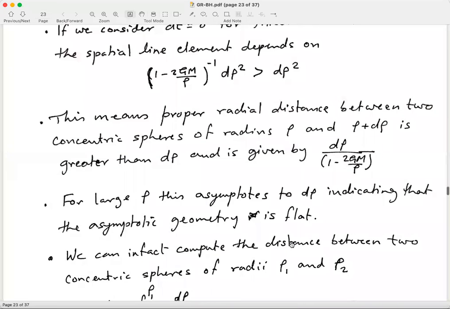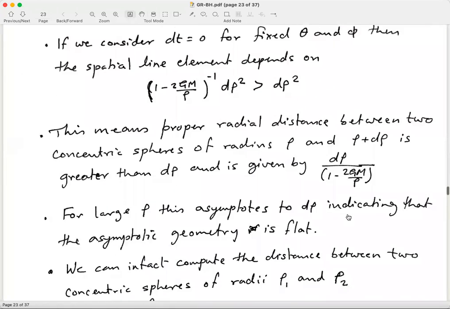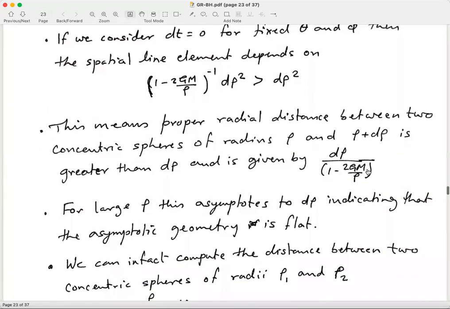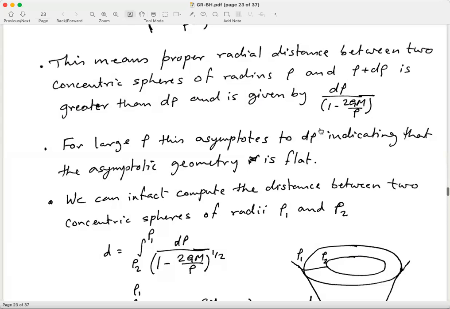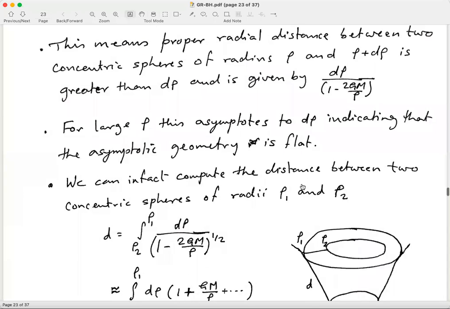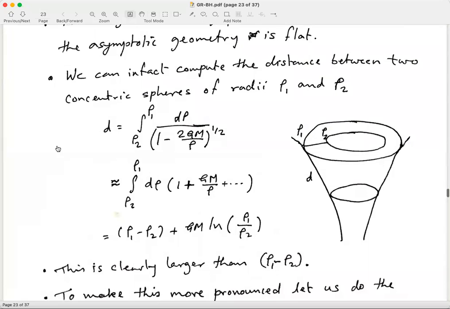On the other hand, in the Schwarzschild geometry, that's not what happens, and that is simply because the metric is written with d rho squared upon 1 minus 2GM by rho. That is the kind of factor we have. So if I write d rho, it should be a square root, as was pointed out last time. To measure the distance between two radii, rho and rho plus d rho, what you really need to do is this kind of integration. When you do this integration, you find that the distance is always larger than rho 1 minus rho 2. There is a factor which is GM times log of rho 1 by rho 2. We are assuming that rho 1 is larger than rho 2, so this number is always positive.